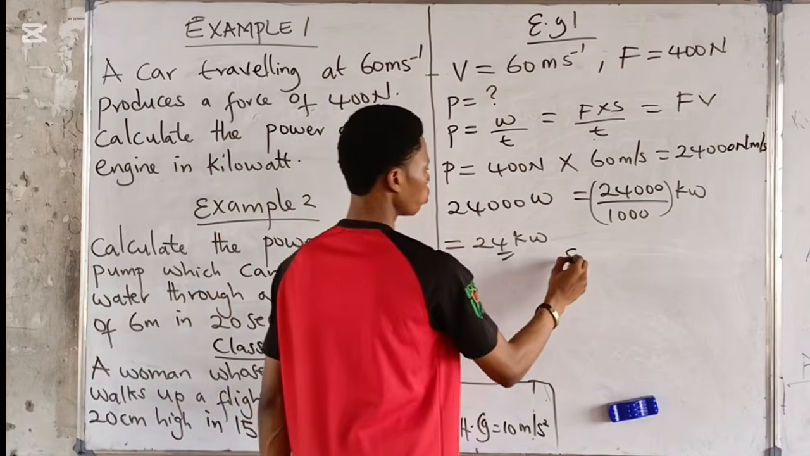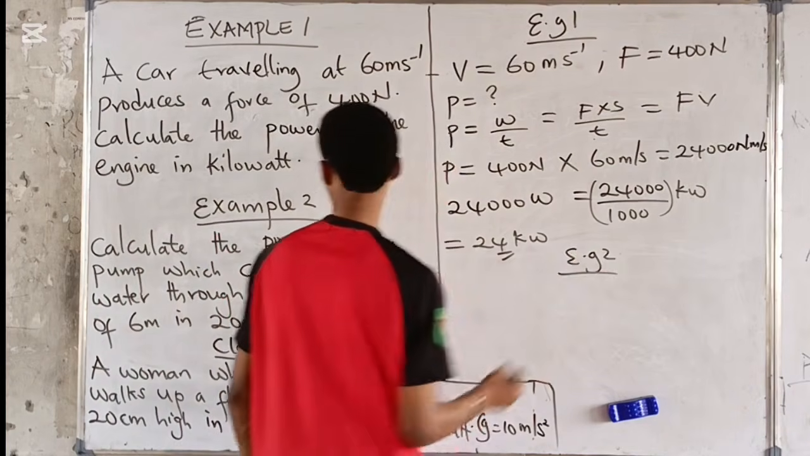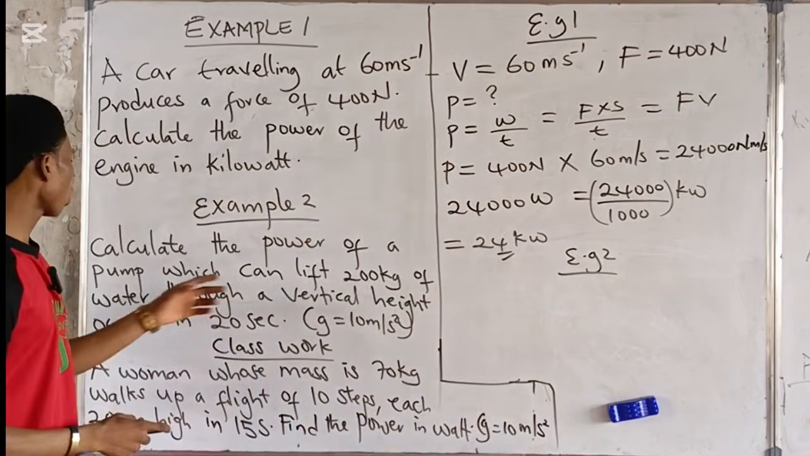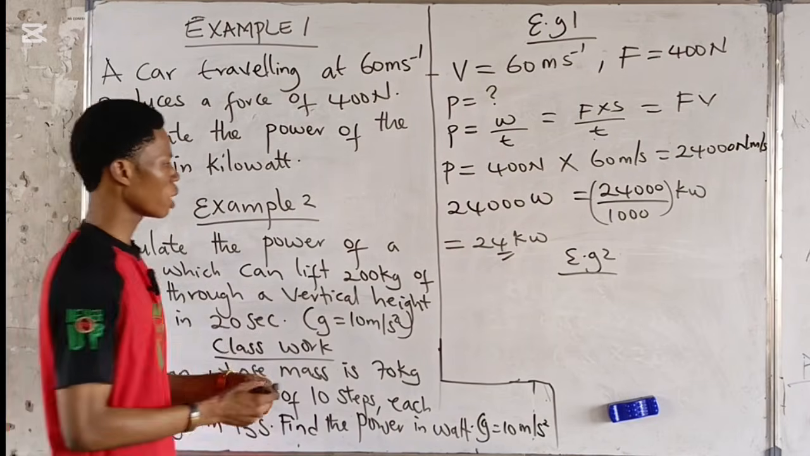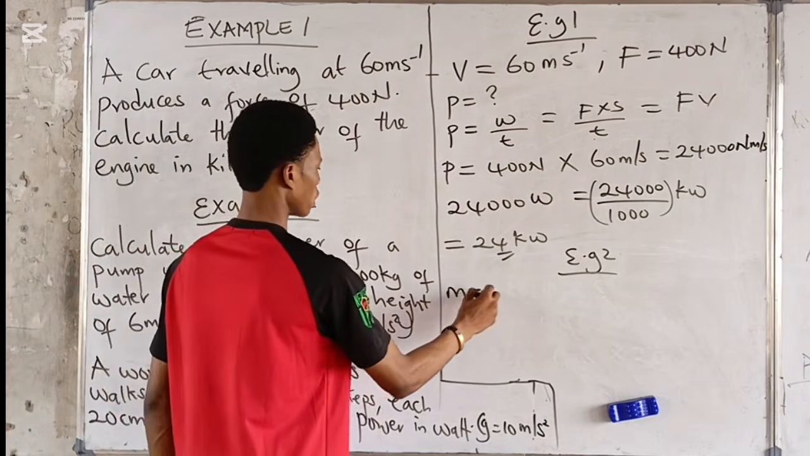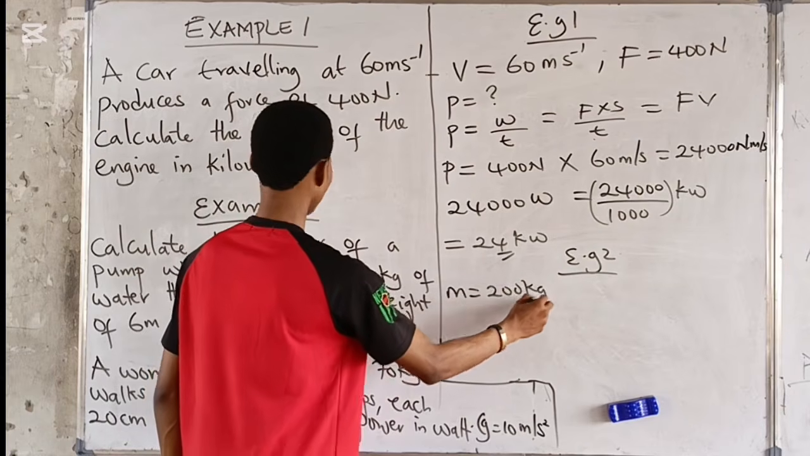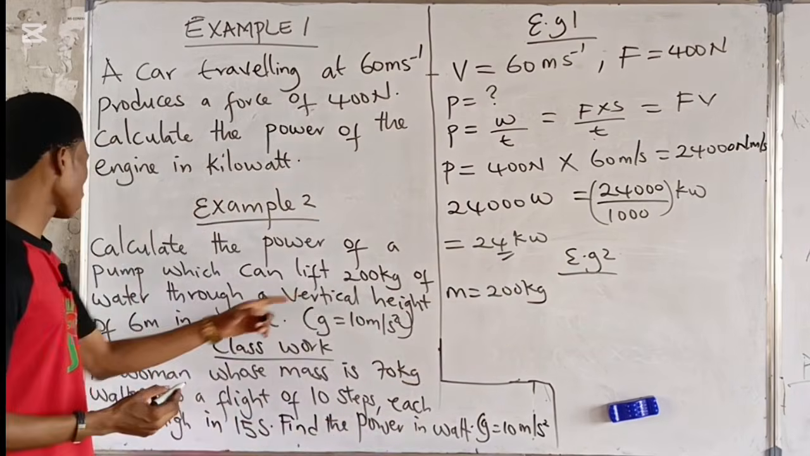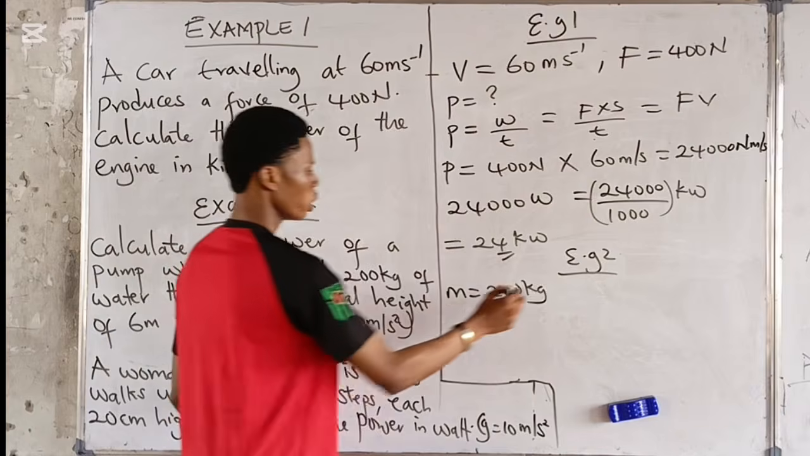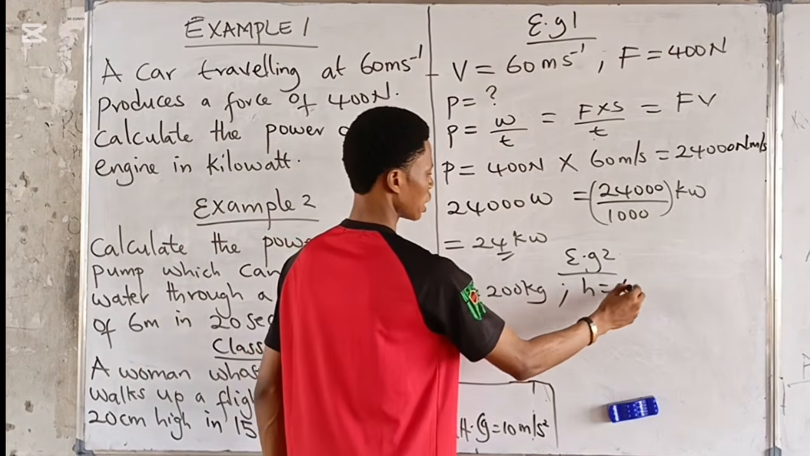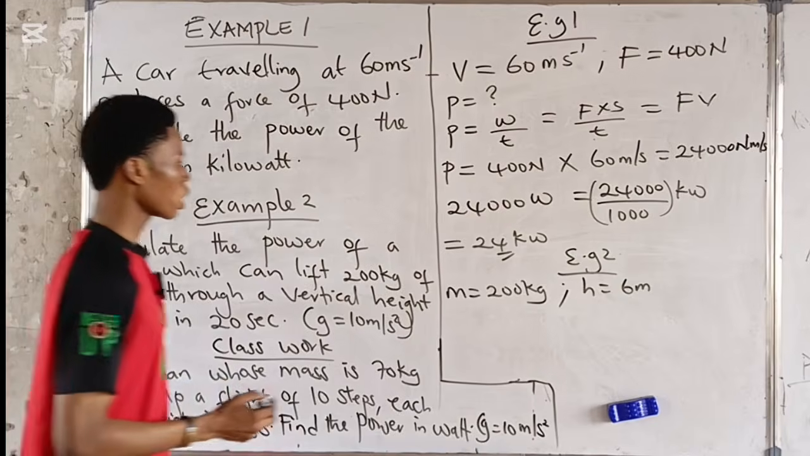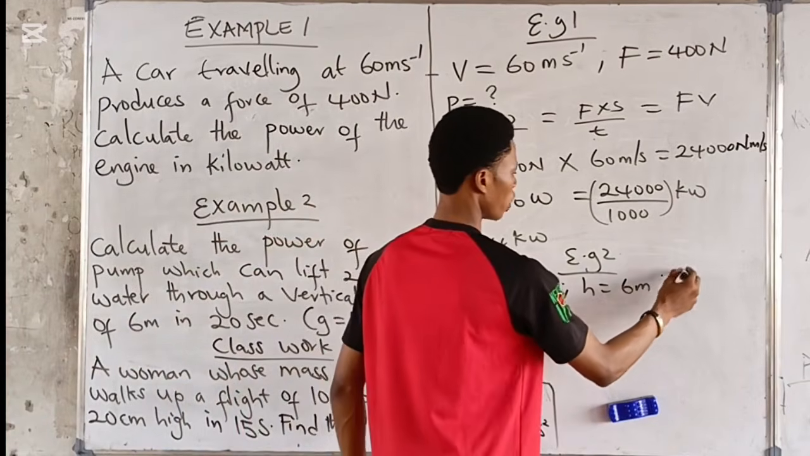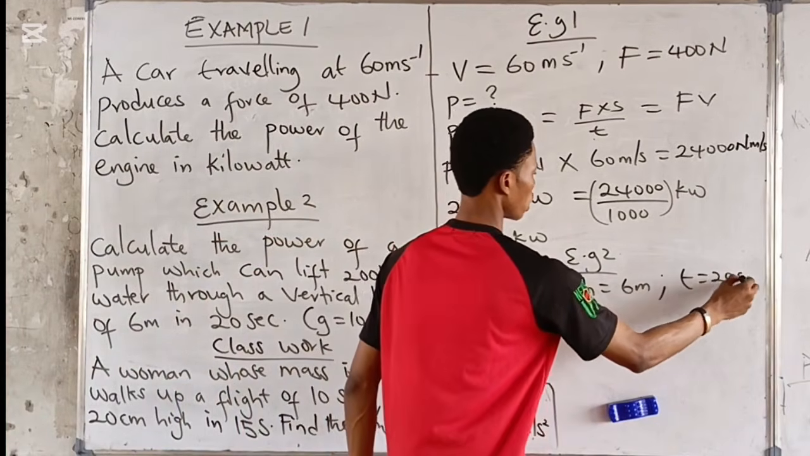Now, example 2. In example 2, it says calculate the power of a pump which can lift 200 kilograms. So we're given the mass as 200 kilograms of water through a vertical height of 6 meters. So we're given the height as 6 meters, in 20 seconds. Second is time, right? So we're given time as 20 seconds.